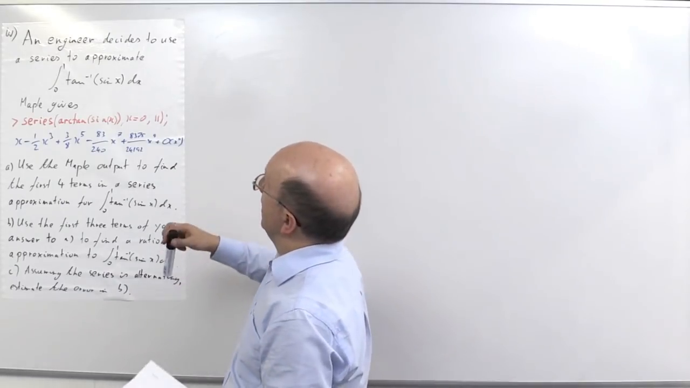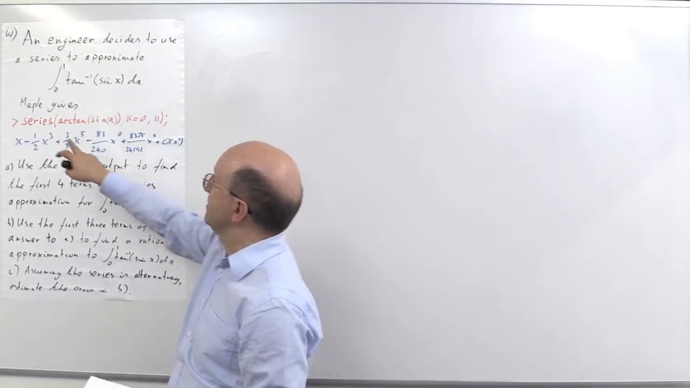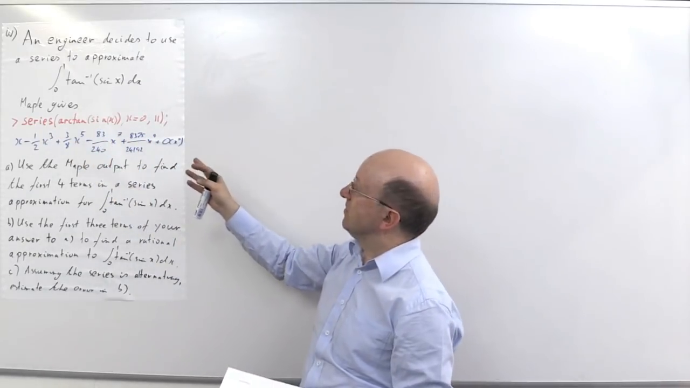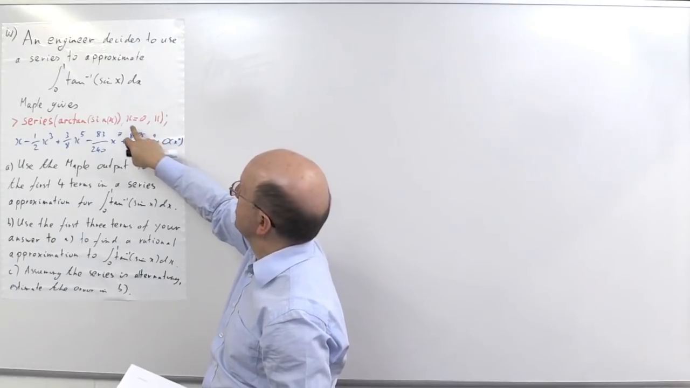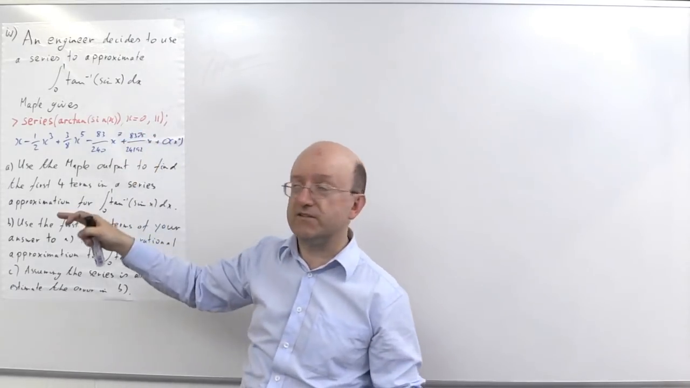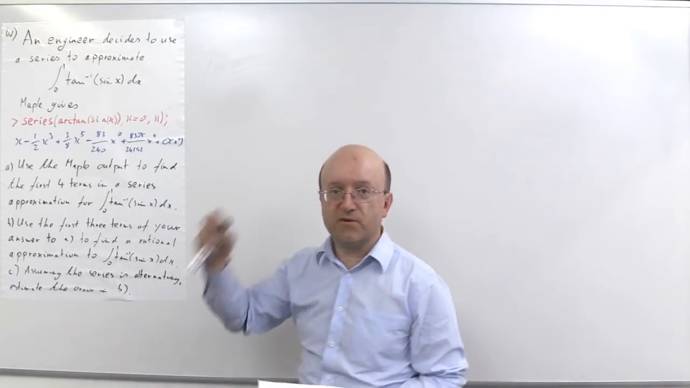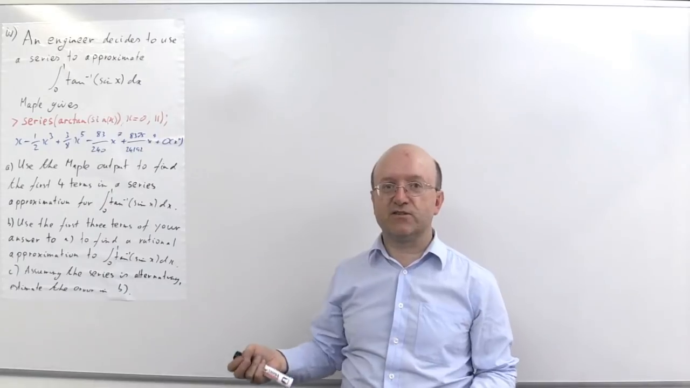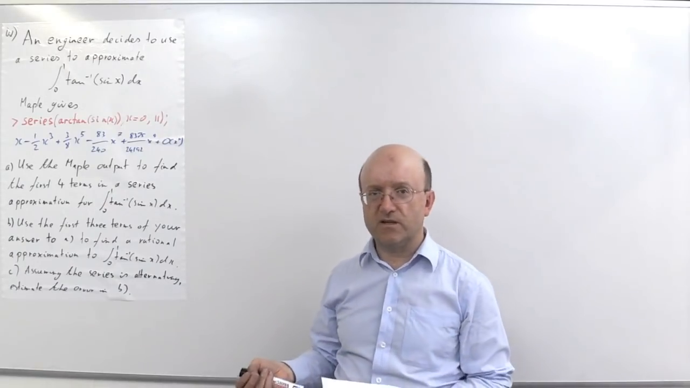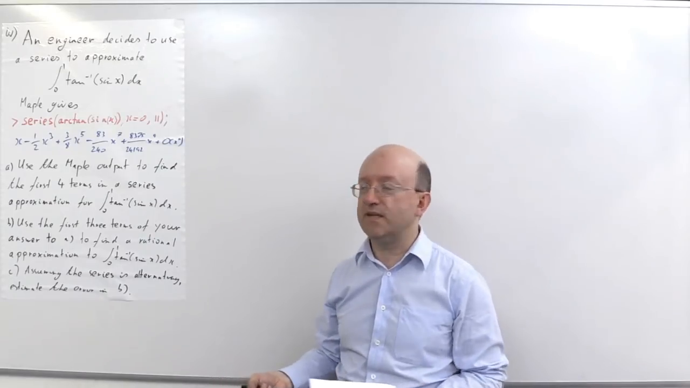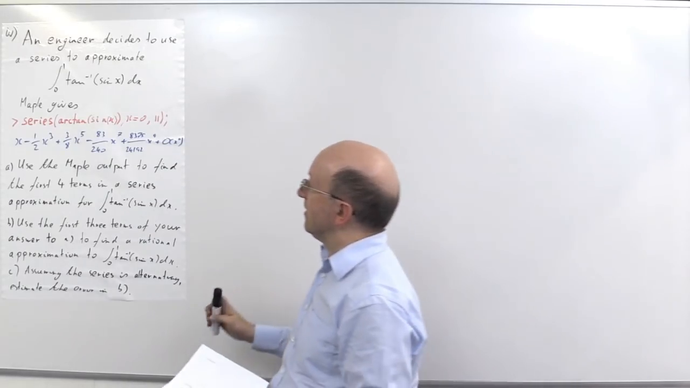So the engineer puts in series arctan of sine of x. Remember, Maple has to use arctan for this, and she asks for the series about x equals 0, so that's a series in powers of x, the Maclaurin series, up to the term involving x to the 11, which if you don't put that number in, it gives you 5, I think, as a default. Presumably she did that and thought, well, that's not enough, let me put another number in here. Right. And this is the thing that comes out.